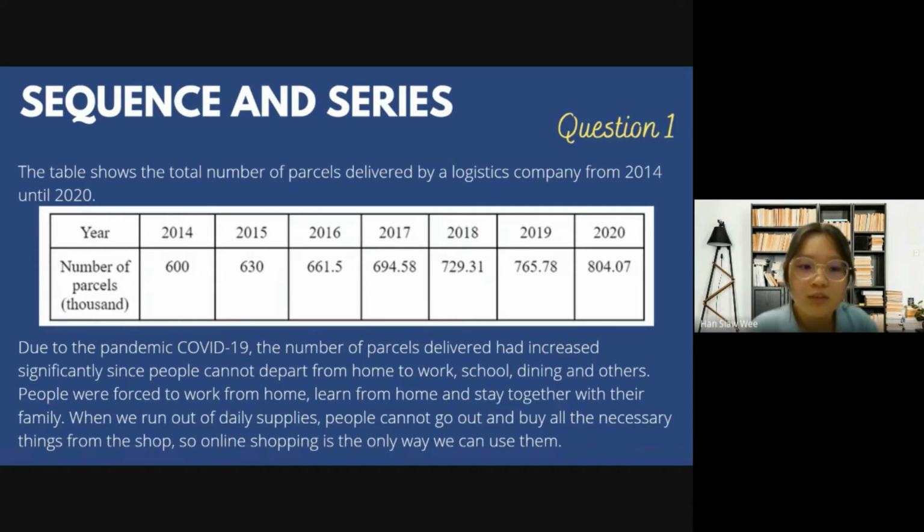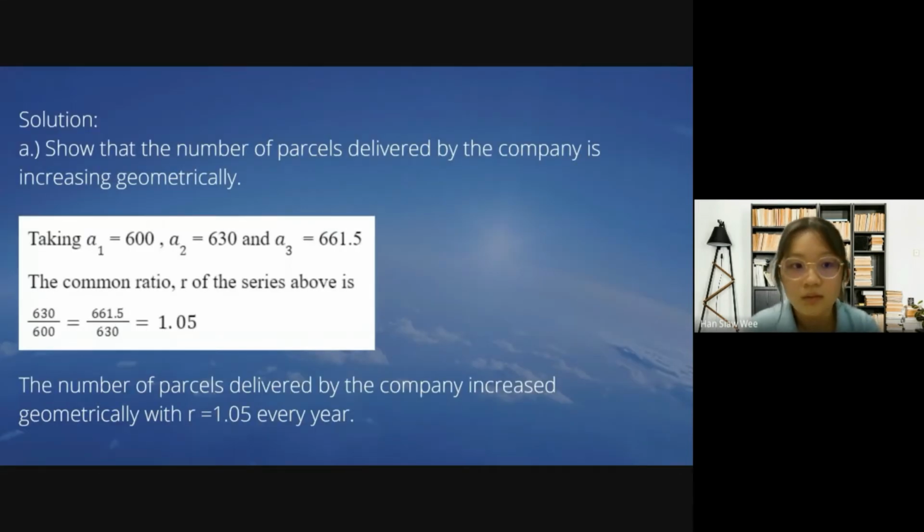When we run out of daily supplies, people cannot go out and buy all the necessary things from the shop, so online shopping is the only way we can get them. So we look at the question. A. Show that the number of parcels delivered by the company is increasing geometrically. We take A1 equals 600, A2 equals 630, and A3 equals 661.5. And then we can calculate that the common ratio is 1.05.